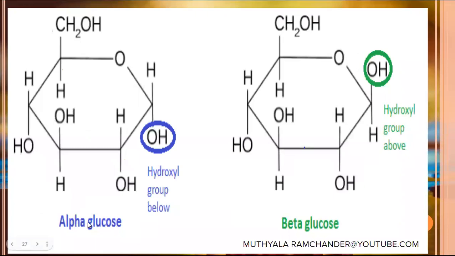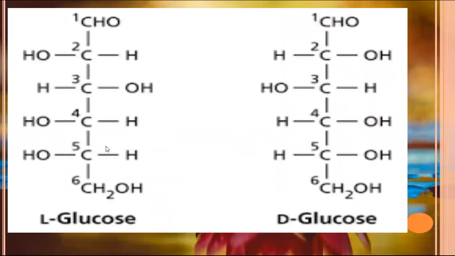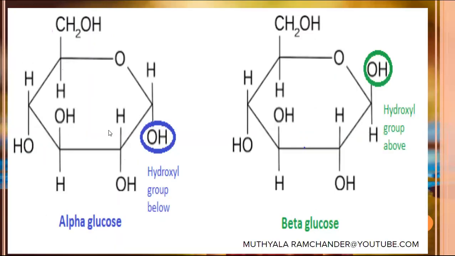And the next type of glucose is alpha glucose and beta glucose. They show ring-like structures. See, before these, the glucose types were L-glucose and D-glucose. These two belong to the straight chain projection. According to the ring projection, here are the ring-like structures. These are also anomers of glucose.